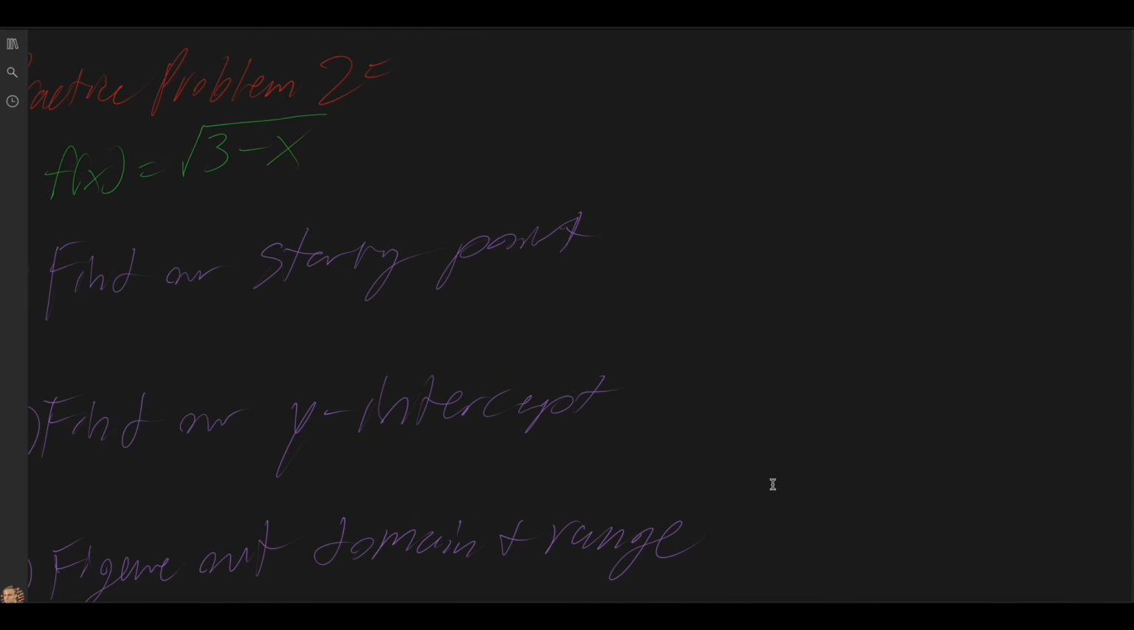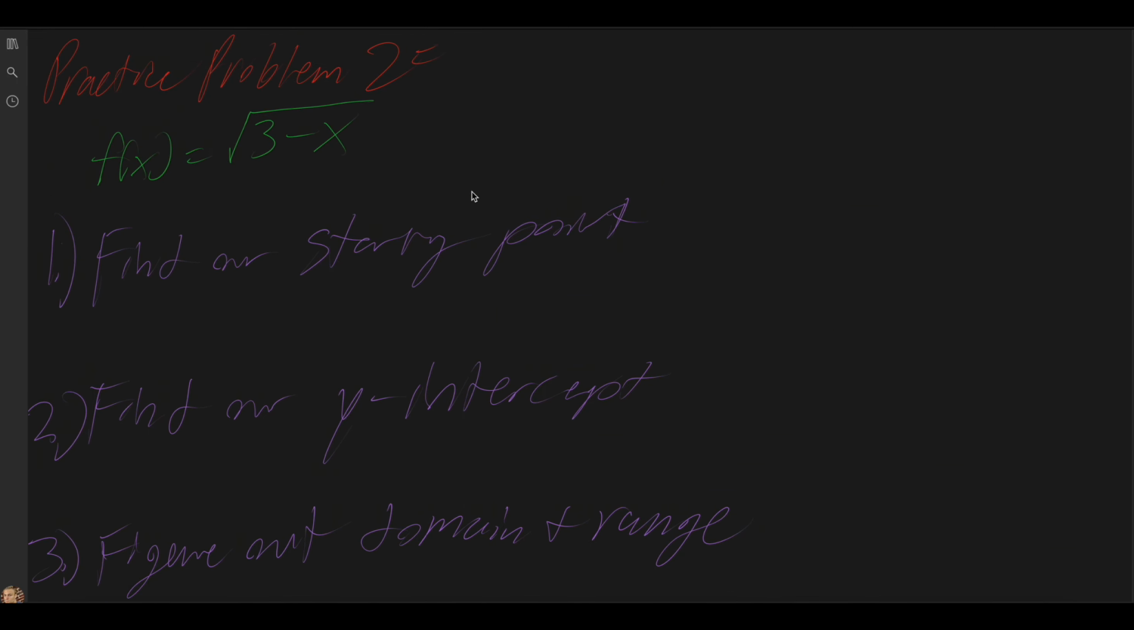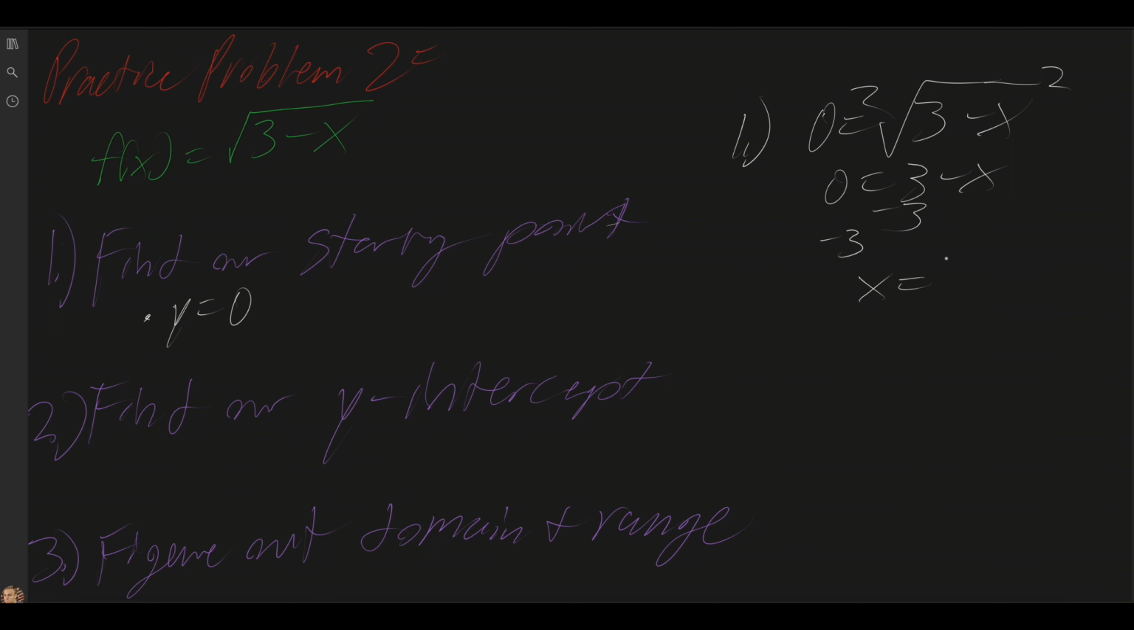When we've done the following, let's just start things off. So for us to be able to configure our starting point, for any square root function that we have, we're just going to have y be 0 at one point, and that means we just got to configure what x is. So we'll have 0 is equal to the square root of 3 minus x. So then we square, and we get 0 is equal to 3 minus x.